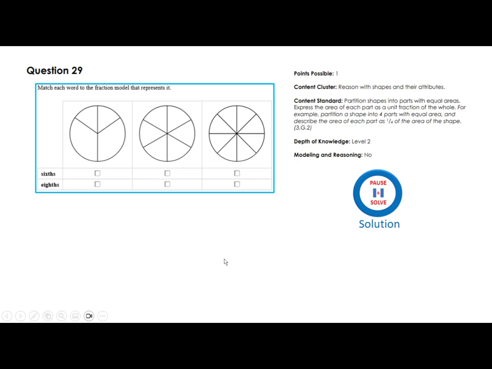Match each word to the fraction model that represents it. 6th. Which one is divided into 6 equal parts? Is this one here? 1, 2, 3, 4, 5, 6. So that's, you mark this. 8th. 1, 2, 3, 4, 5, 6, 7, 8. And you get a full mark.